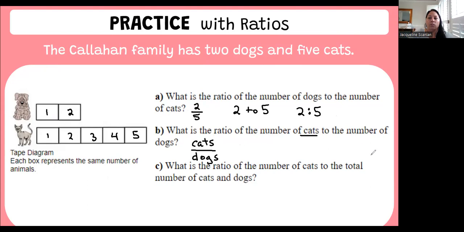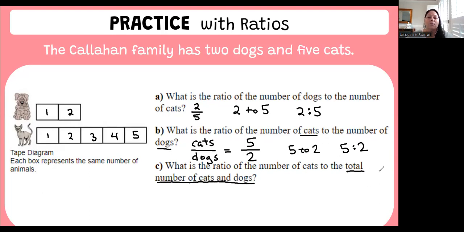Okay, because cats came first and dogs came second. So cats goes in the numerator and dogs goes in the denominator. The number of cats that the Callahan family has is 5. The number of dogs the Callahan family has is 2. We could also write that as 5 to 2, or we could write it with the colon as 5 to 2. Notice that the order matters. It is really important that we are reading the question carefully so we get our ratio in the correct order. Okay, finally, let's look at question number C. It says, what is the ratio of number of cats to the total number of cats and dogs?